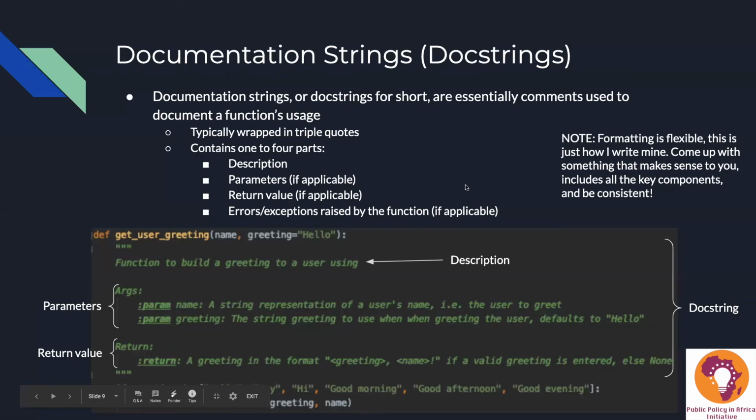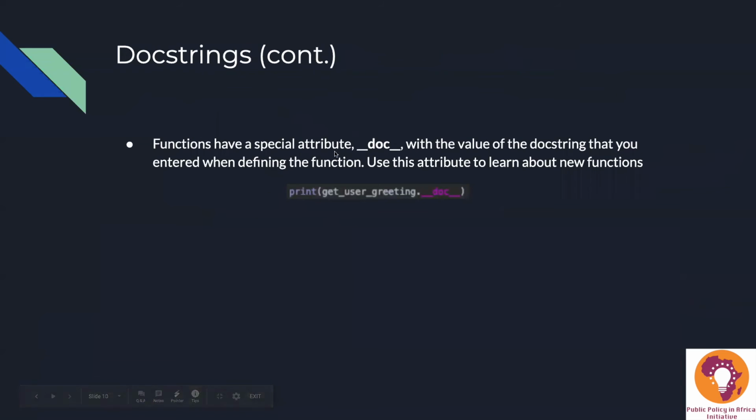All right. Cool. So docstrings continued. Functions have a special attribute. This is a double underscore doc double underscore with the value of the docstring that you entered when defining the function. So you can use this attribute to learn about new functions. Whenever you're trying to figure out what a function does, you can print out the get user greeting dot its docstring. Because remember, attributes are almost like methods. You use dot notation to understand an attribute of some value out there.